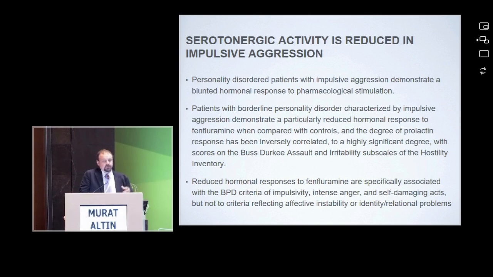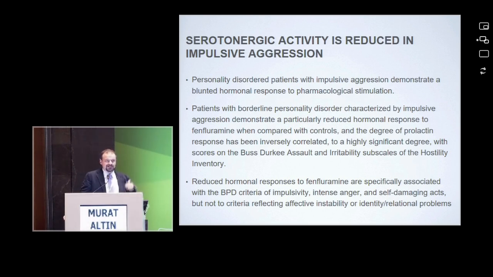The studies made with borderline patients show us that with the substances which are expected to increase the serotonin levels, especially fenfluramine, the patients couldn't reach a sufficient serotonin level, and in parallel to that, the expected increase in prolactin level didn't happen, because dopaminergic activation is less, especially in the borderline patients. It's connected to the aggression.